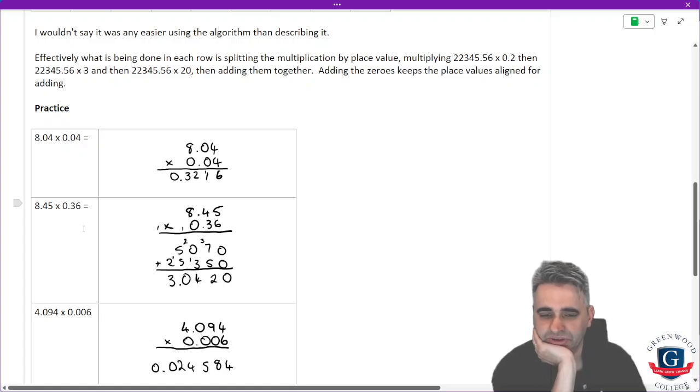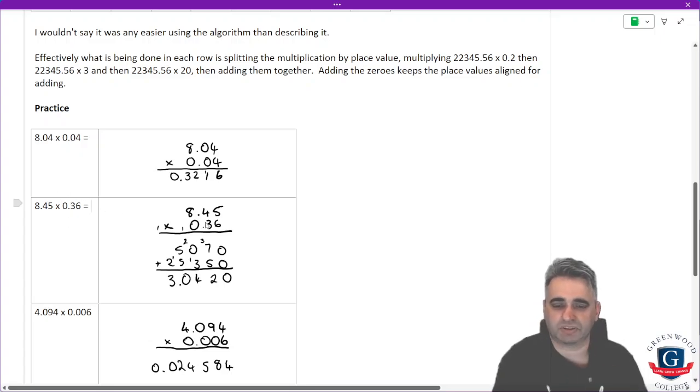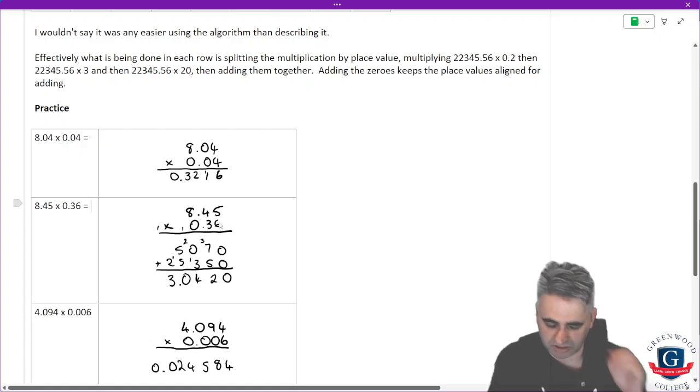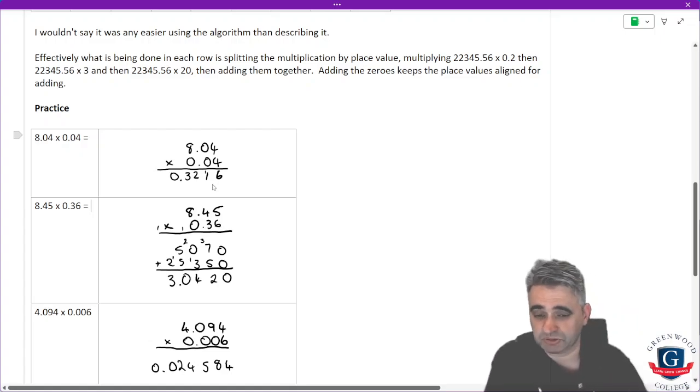8.45 times 0.36. This is not a significant digit, so we put that on the bottom, even though they're both 3 digits long. Because that's not significant, we use that for the multiplier, so we can do less multiplying. 6 fives are 30, 6 fours are 24, and 3 is 27. 6 fours are 24, and 6 eights are 48, and 2 is 50.